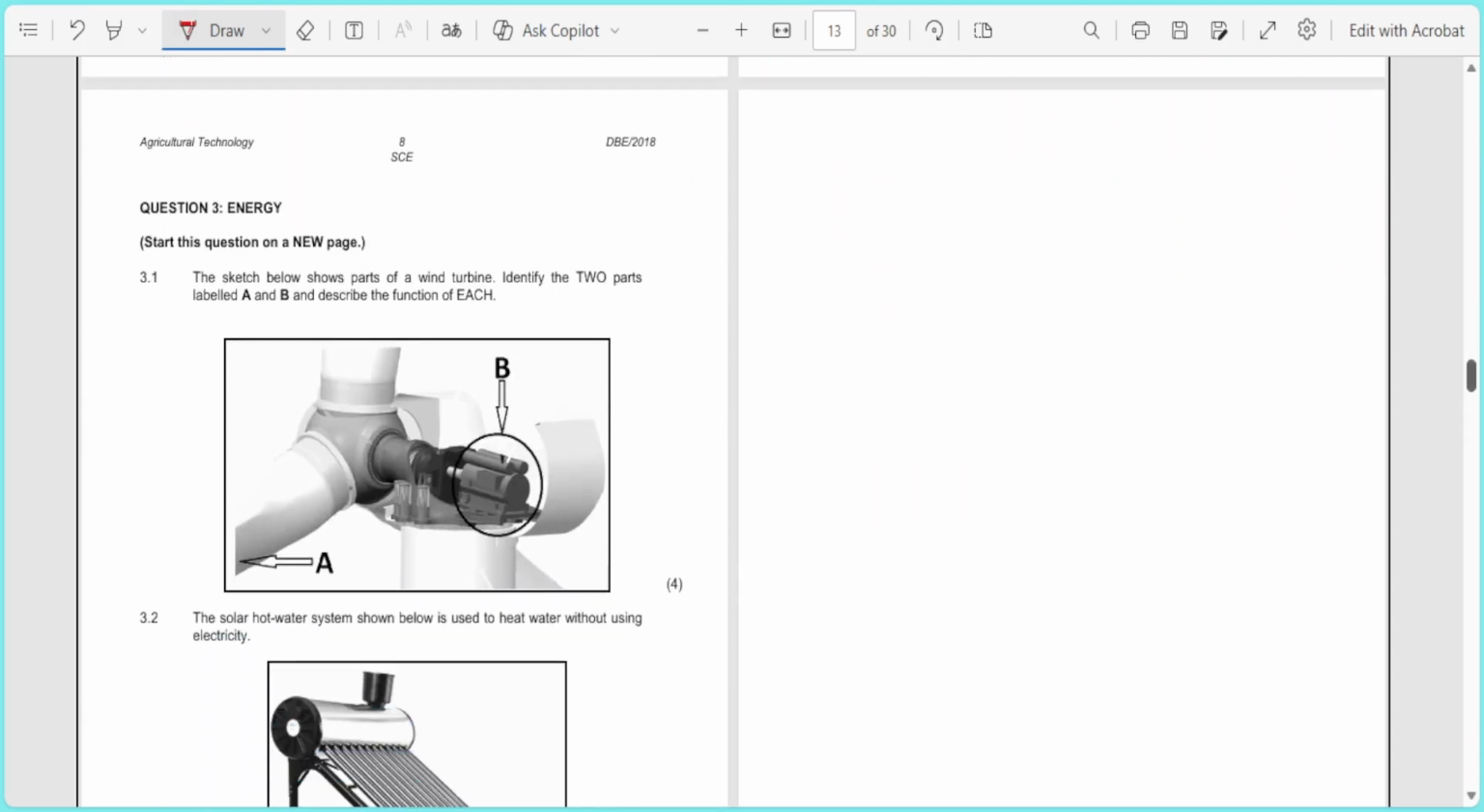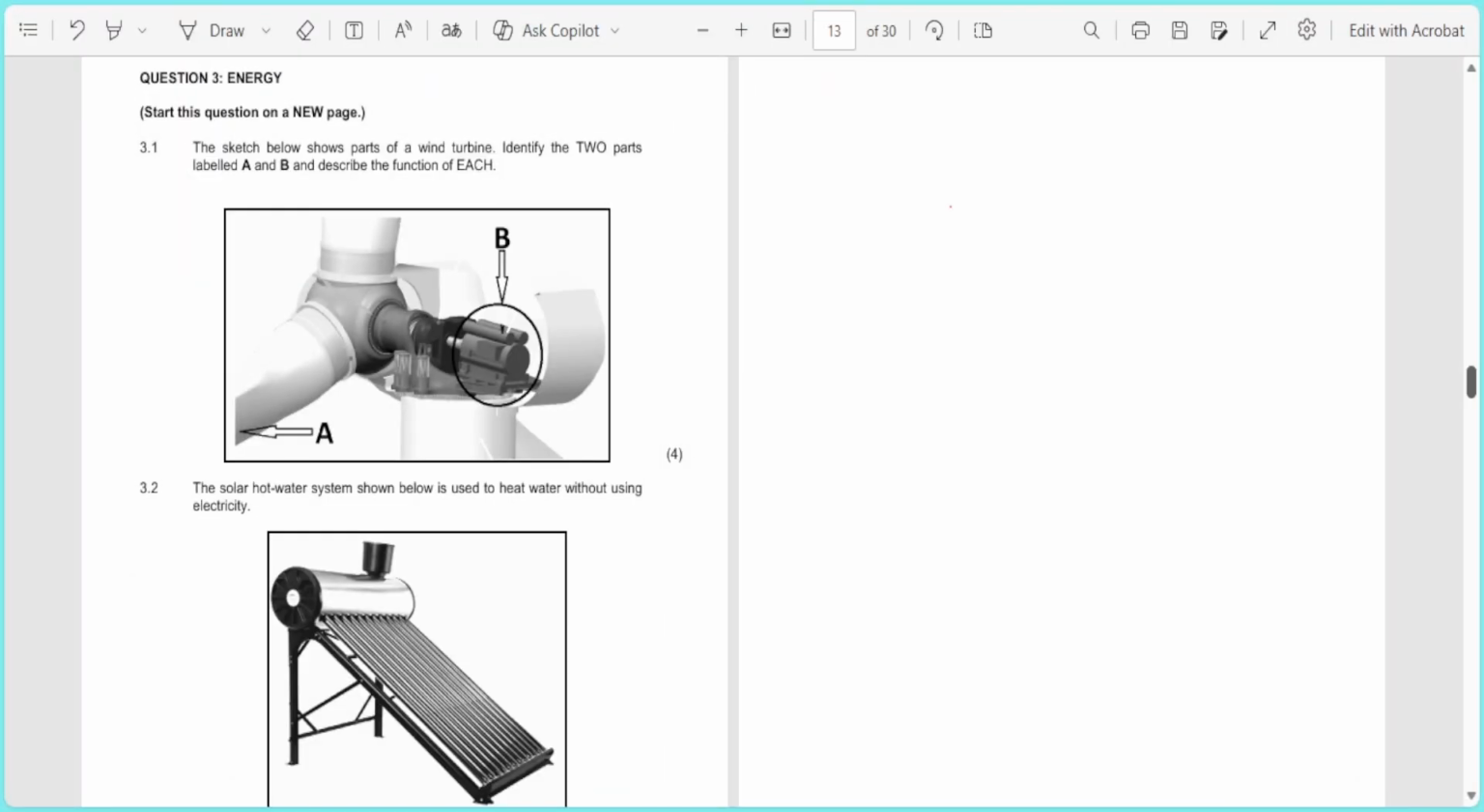Now for section B, the next part of our section B, that is question 3 involving energy. For this question, we're going to be diving into energy basically and other sources of energy, right? We have sources of energy such as solar, wind, water, hydroelectricity. We also now have something called bioenergy as well. So we're going to be exploring those concepts in this question.